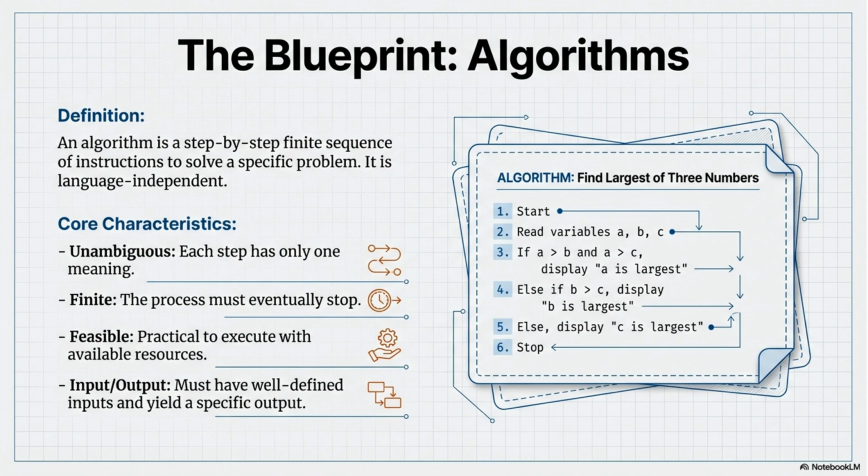Before writing code, we need a blueprint, the algorithm. An algorithm is a step-by-step, finite set of instructions to solve a problem. Core characteristics include being unambiguous, finite, feasible, and having defined input and output.